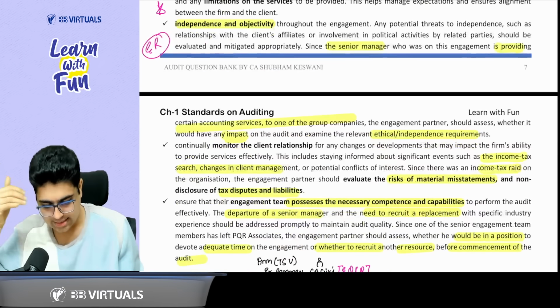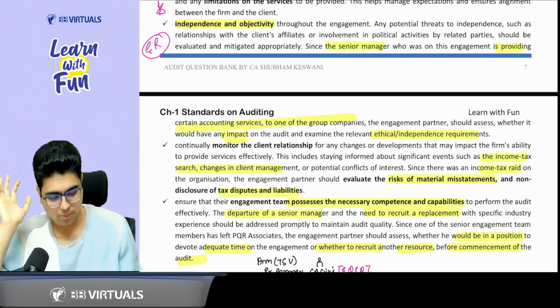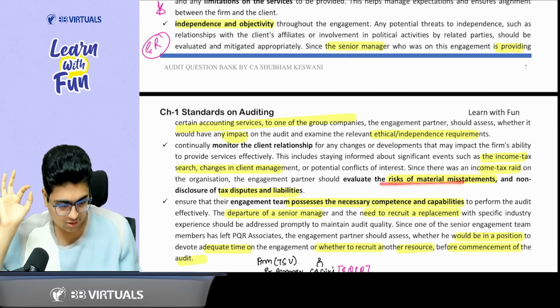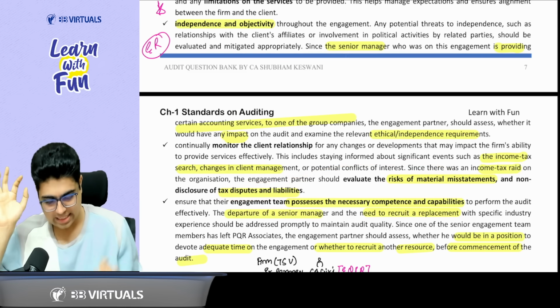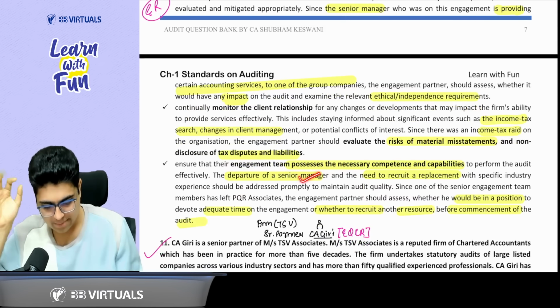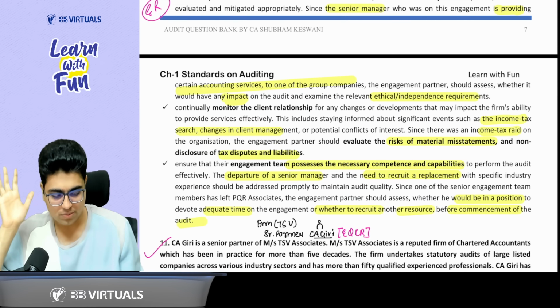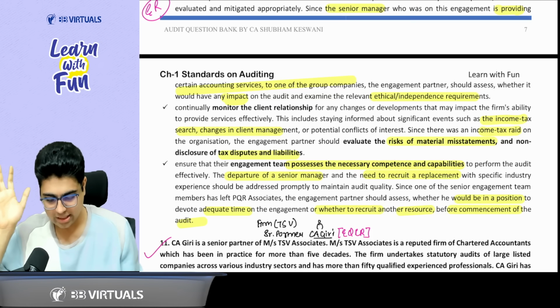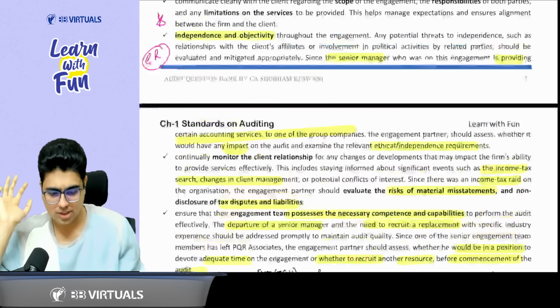Second point, there is an income tax rate, so it can impact the integrity of the client. So this is one point. Also, there is a risk of material misstatement due to the tax disputes and liabilities. Next point, sir, senior manager has left your team and you are ready to recruit a replacement for him. So it impacts the competence, capability and time and resources. So this is how you relate the facts of the case with the points.